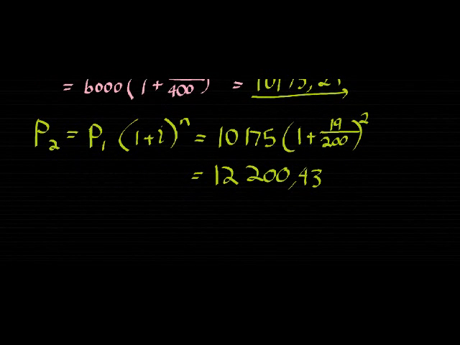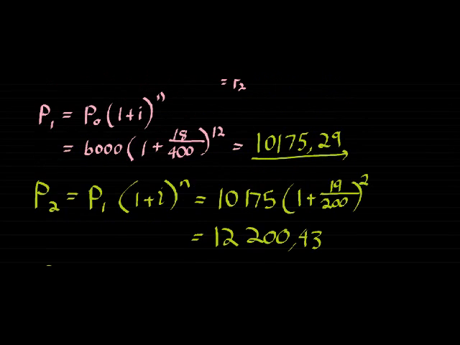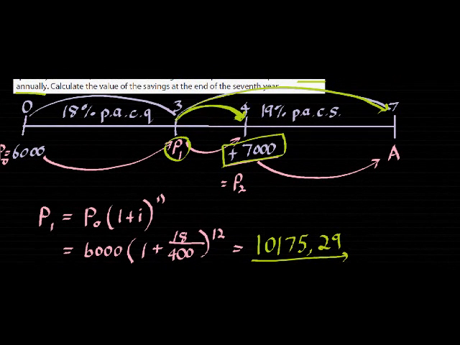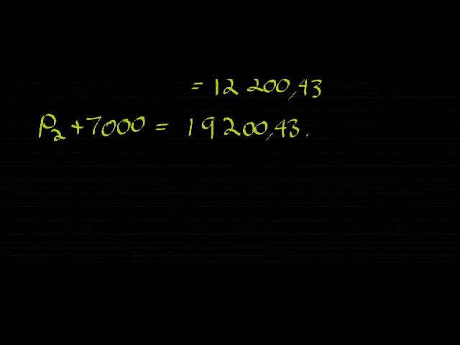So P2, this is actually wrong. Let's say P2 plus 7,000 would then give me 19,243. That is now the amount that I have in my bank account at year 4. And that amount is going to grow for another 3 years, from year 4 to 7. So finally I've got my future value.